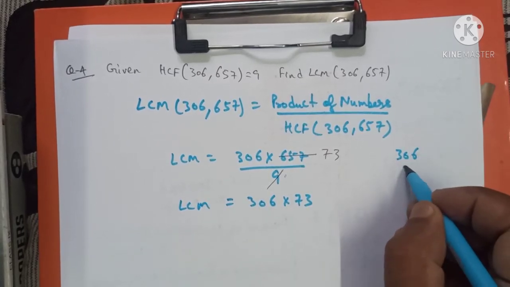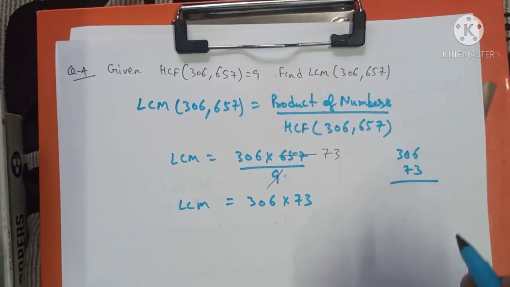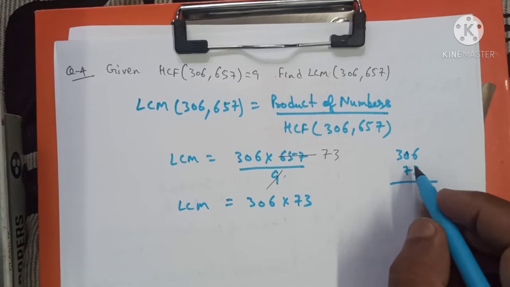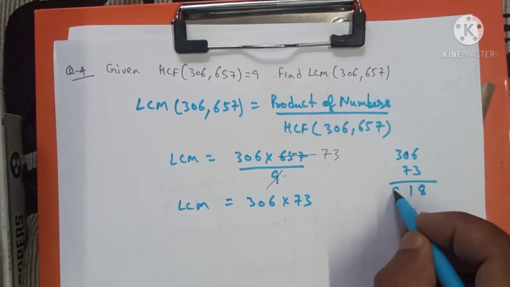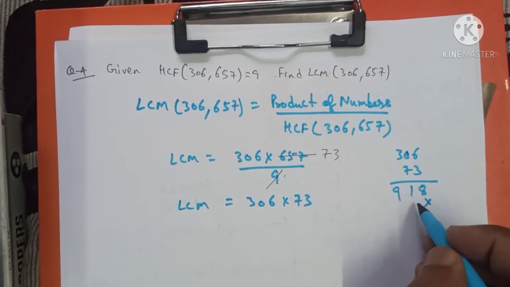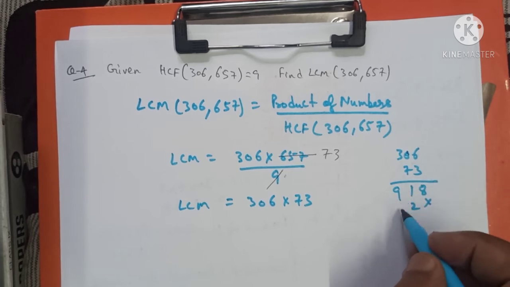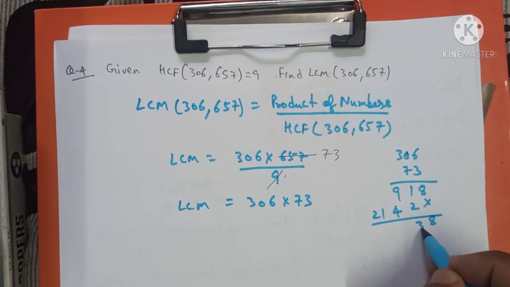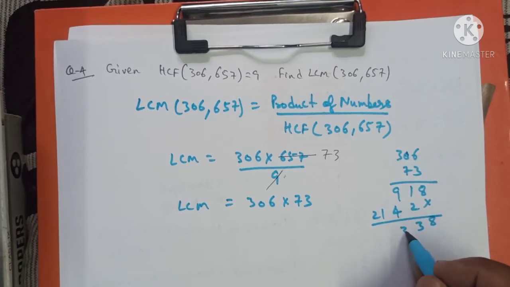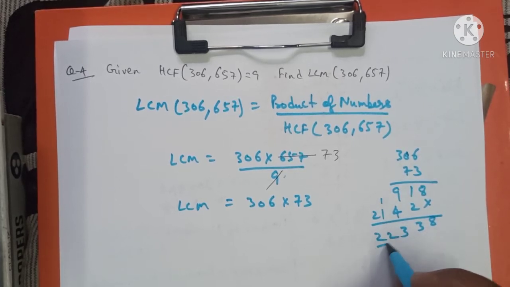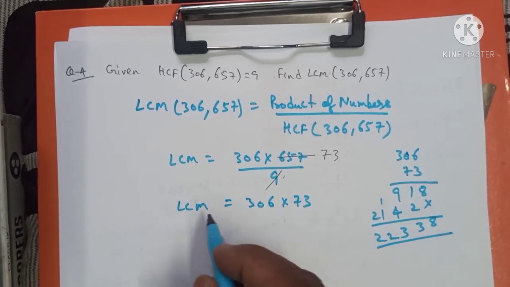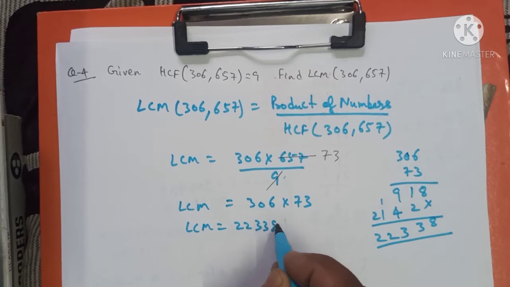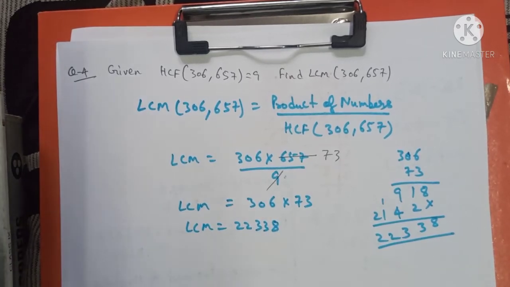On multiplication, 306 into 73. 3 times 6 is 18, carry 1, 3 times 0 is 0 plus 1, 3 times 3 is 9. 7 times 6 is 42, 4 carries, 7 times 3 is 21, and so on. So LCM is coming out to be 22338.